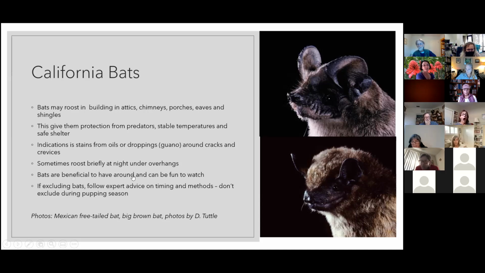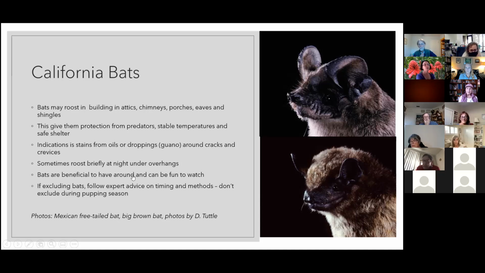If you do not like bats in your house, I know some people are freaked out about that and do have them but want to exclude them, then you should follow expert advice on the timing and the methods, because there's a certain season when bats have their pups, and the pups can't fly until they're a certain age.